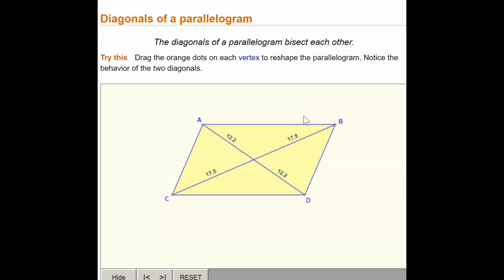Hello, today we're going to talk about properties of rectangles. So the first thing to know about rectangles is that if it's a rectangle, it's definitely a parallelogram. And that's why we're starting out by looking at this picture of a parallelogram.